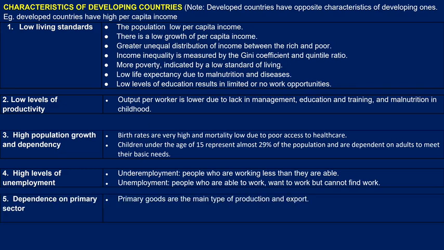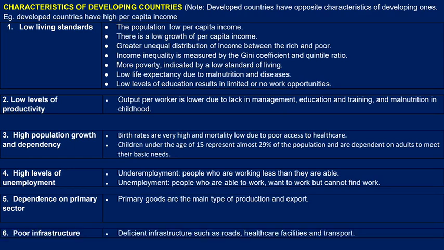Because please remember, there are those also who just don't want to work. So they're not unemployed because they're not even bothering to look for a job. Dependence on primary sector. Primary goods are the main type of production and export, right? And then poor infrastructure, deficient infrastructure such as roads, healthcare facilities, and transport.